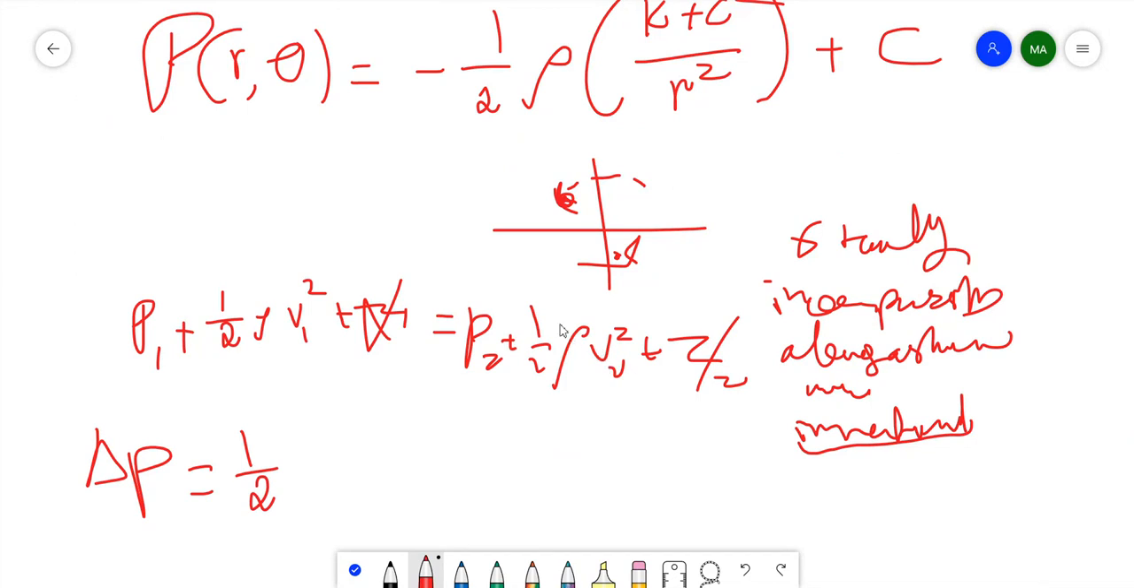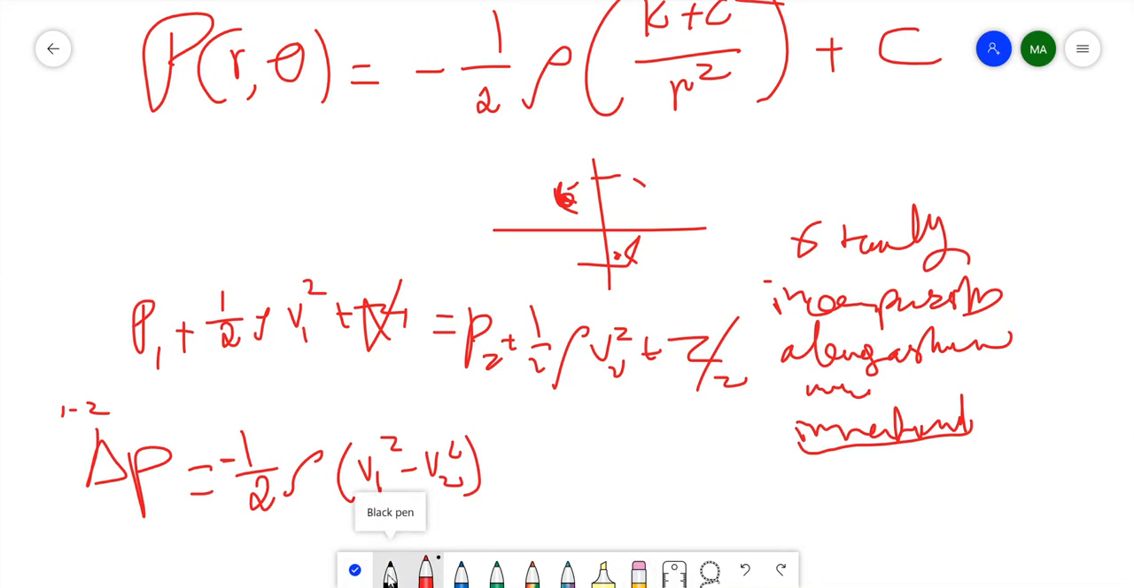half rho V2 squared minus V1 squared. So it is in the minus direction if you want to make it P1 minus P2. Or if you want to make it 2 minus 1, then it's going to have a positive sign. So half rho V1 squared minus V2 squared. This is the difference of the velocities squared, and it is equivalent to what we have from our flow here.